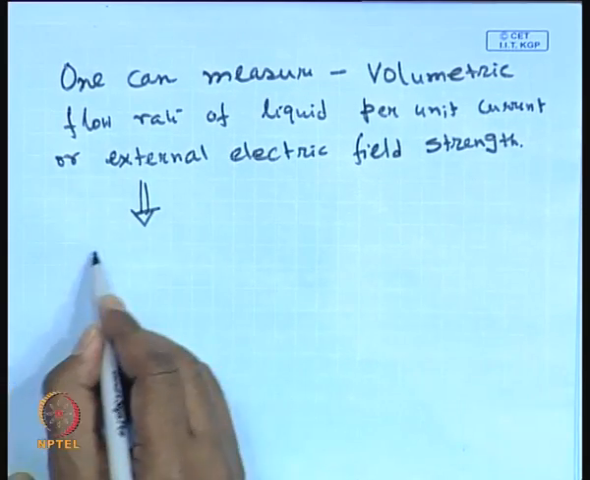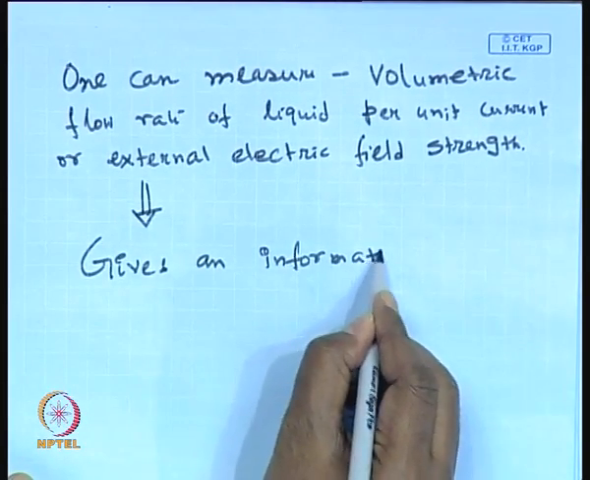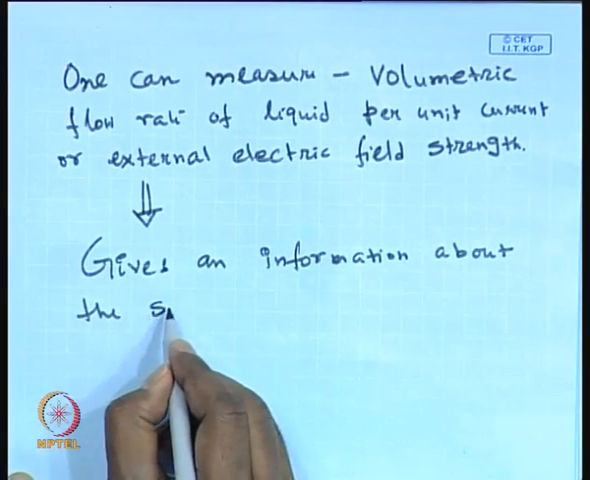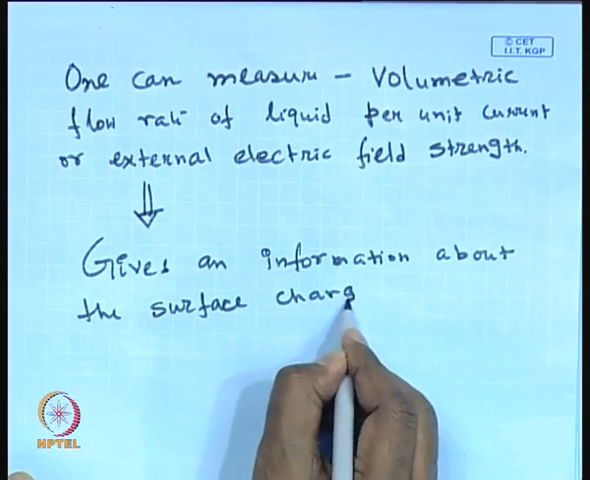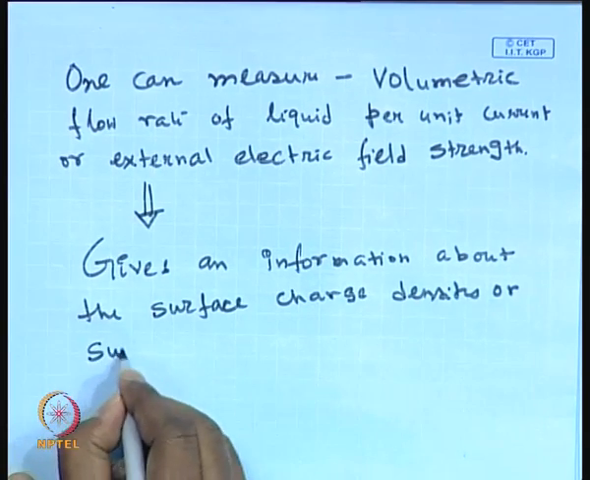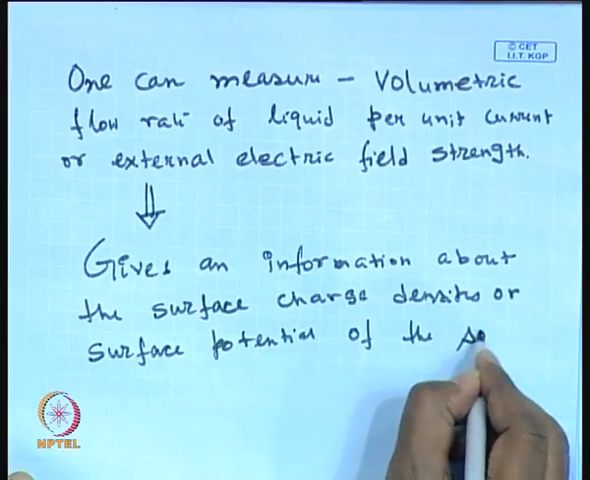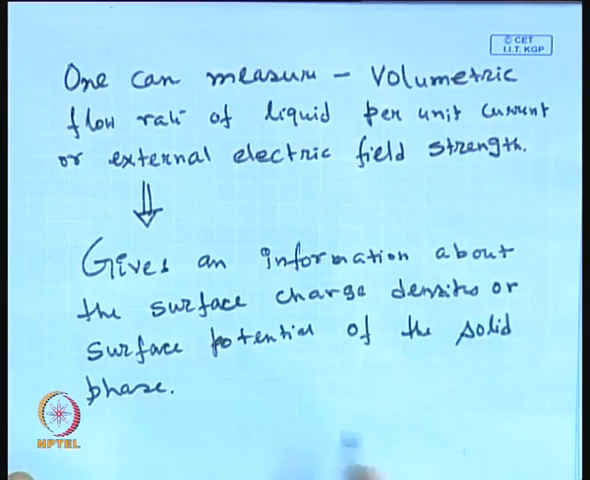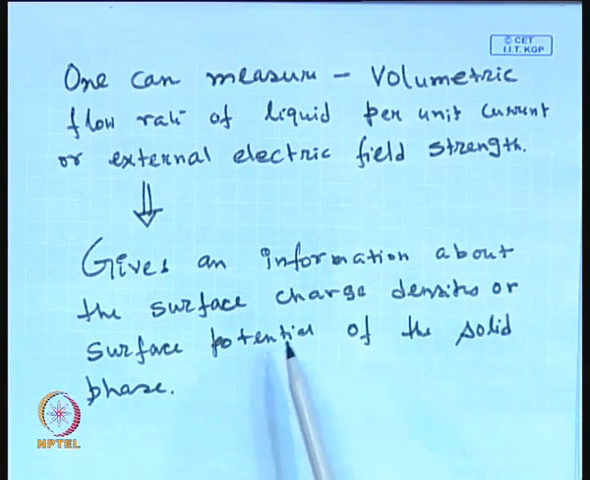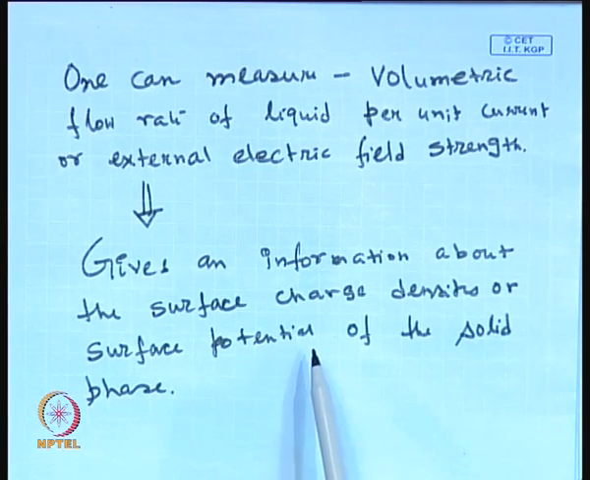This will give me information about the surface charge density or surface potential of the solid phase. So, once you measure the electroosmotic volumetric flow rate, that gives the information about the wall surface potential of the solid capillary, the charged capillary, or the surface electric charge density of the capillary.